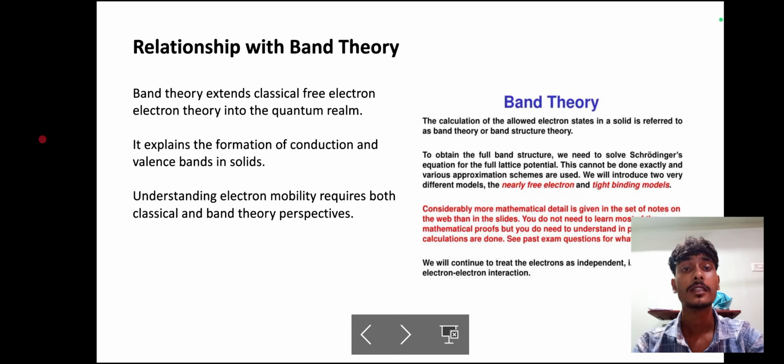Relationship with band theory. Band theory extends classical free electron theory into the quantum realm. It explains the formation of conduction and valence bands in solids. Understanding electron mobility requires both classical and band theory perspectives.